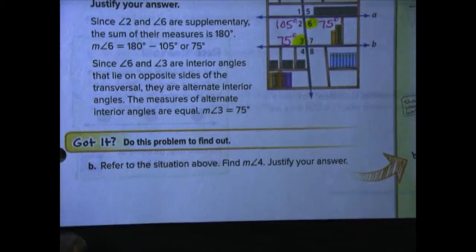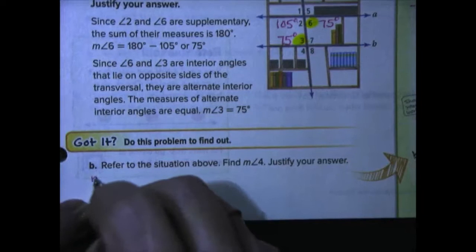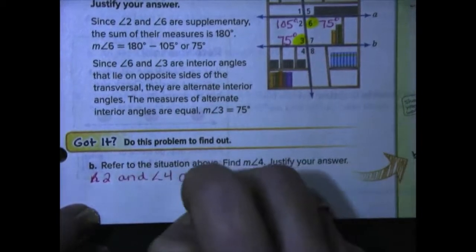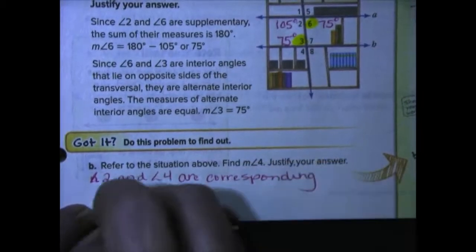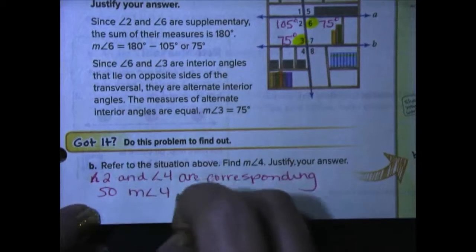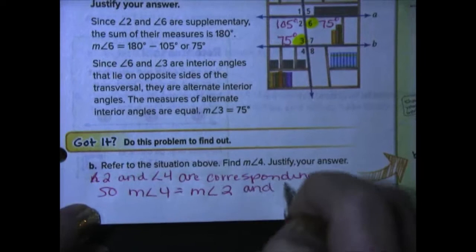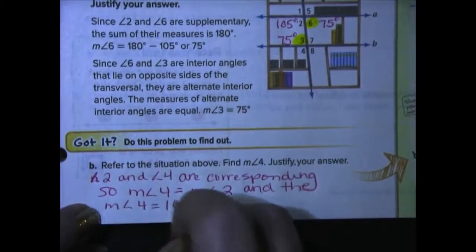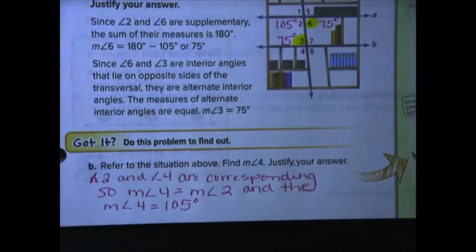So either way, let's just say we'll put down one of them, and let's say angle 2 and angle 4 are corresponding. So the measure of angle 4 equals the measure of angle 2, and the measure of angle 4 equals 105 degrees. So you could explain it in a different way. Everybody may look at it differently, but that's probably the easiest way to explain it.